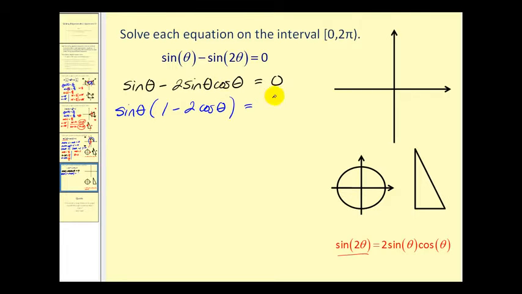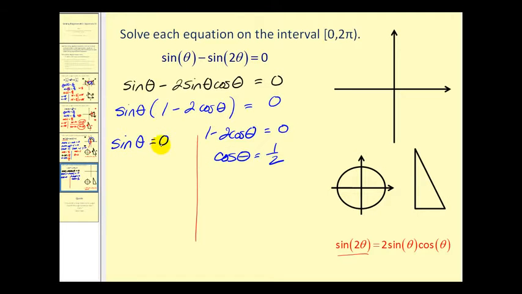Setting each of these factors equal to 0, we'd have sine theta equals 0, or 1 minus 2 cosine theta equals 0. Let's solve this for cosine theta, so we'll subtract 1 and then divide by negative 2. That would be a positive 1/2. Let's find our angles now.